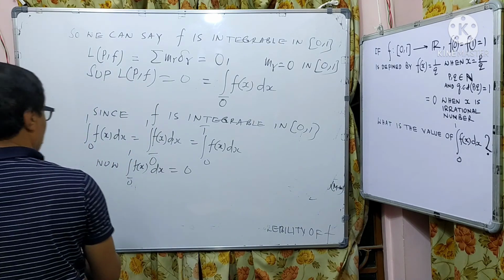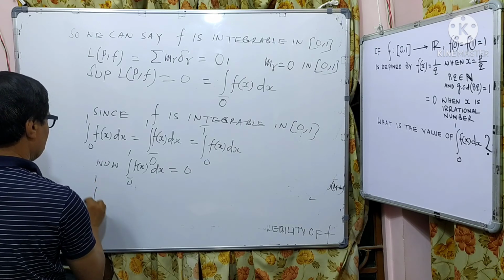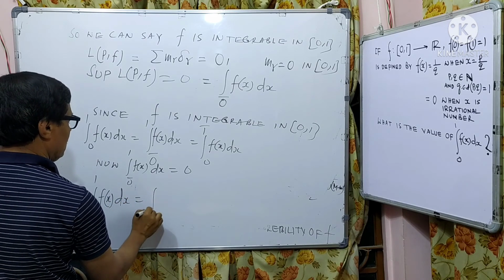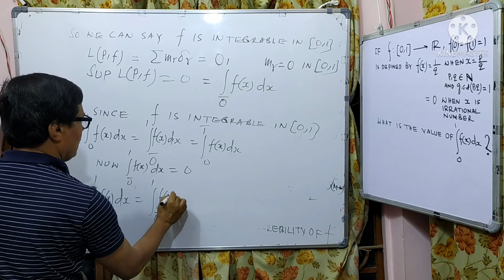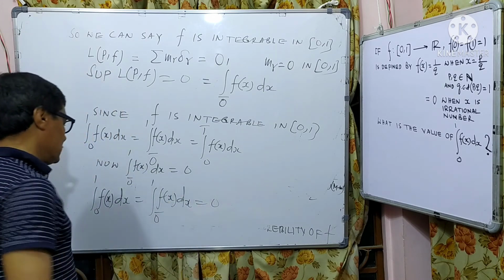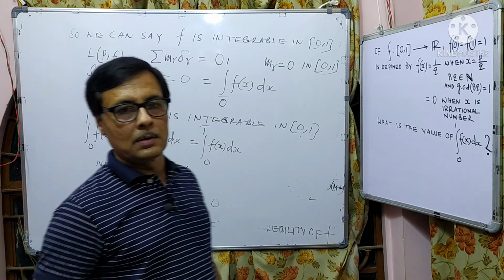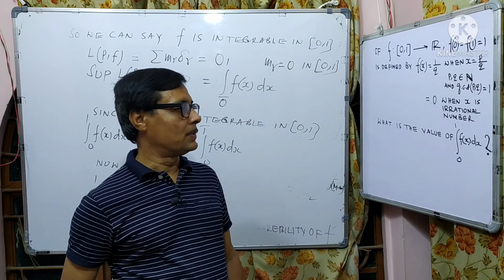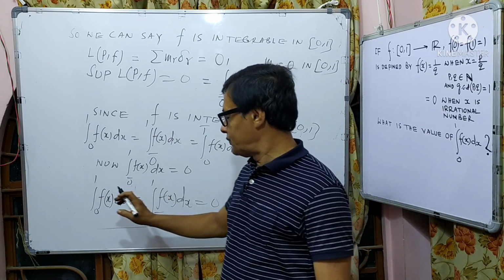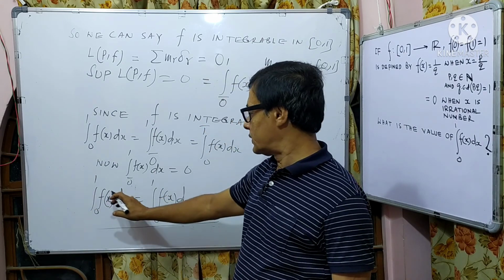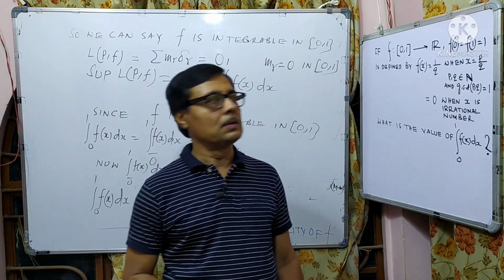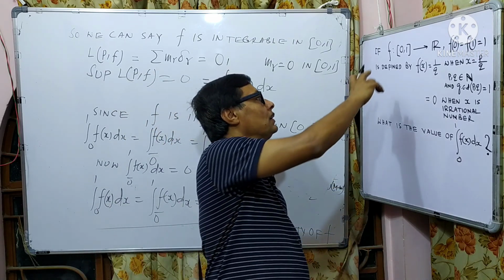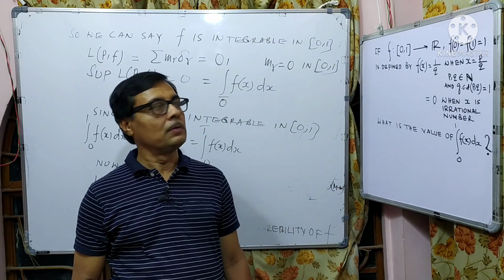So the value of the entire integral, that is 0 to 1 fx dx, equal to 0. We have found out the value of this integral 0 to 1 fx dx, whose value is 0. The value of the definite integral 0 to 1 fx dx is 0. Thus, we have found the value of this definite integral in the closed interval 0 1 of the function fx.